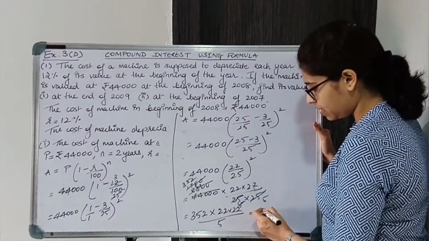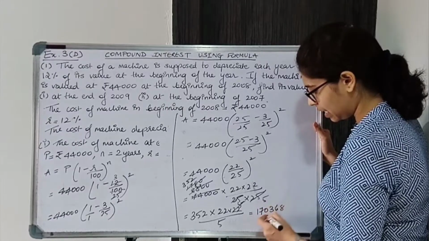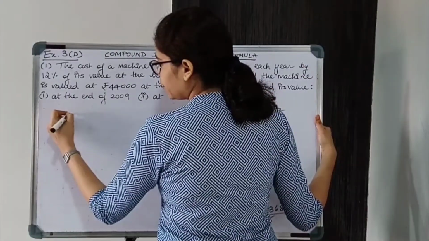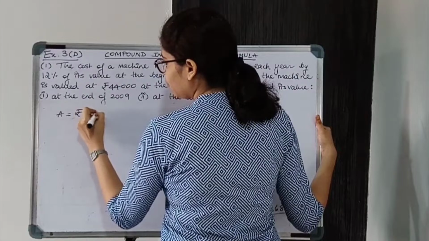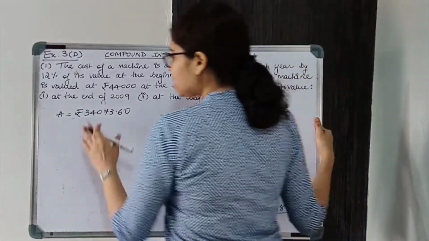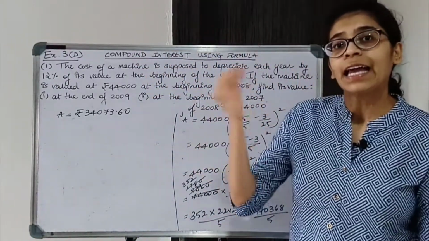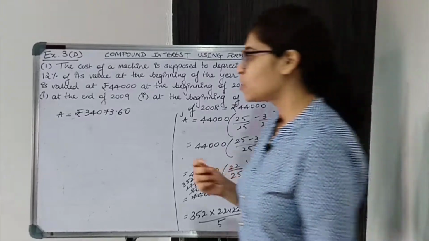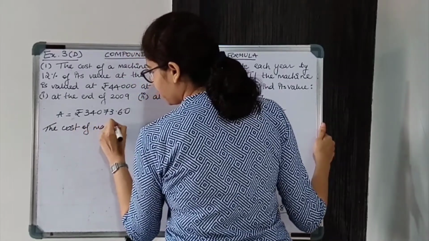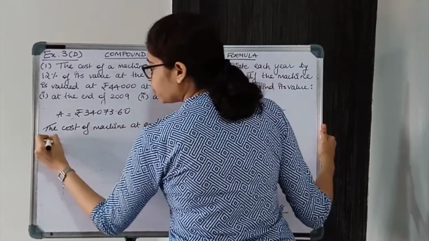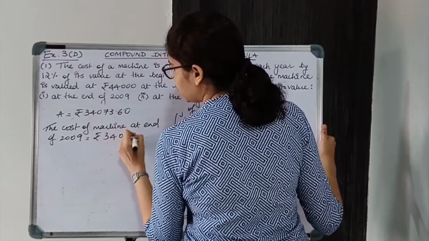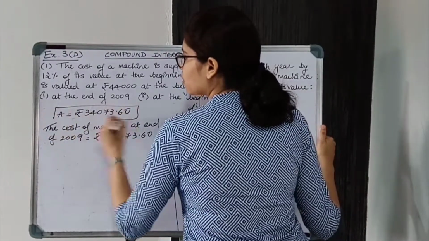So this will give 170,368 upon 5. Now let's divide this. So on dividing, you will get amount is equal to 34,073.60 rupees. So this is the costing at the end of 2009. So just write down the final statement: the cost of machine at the end of 2009 is equal to 34,073.60 rupees. Just box the answer.